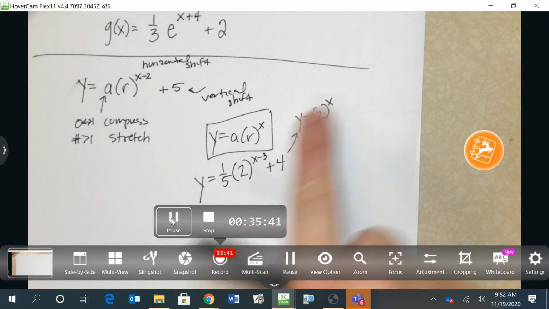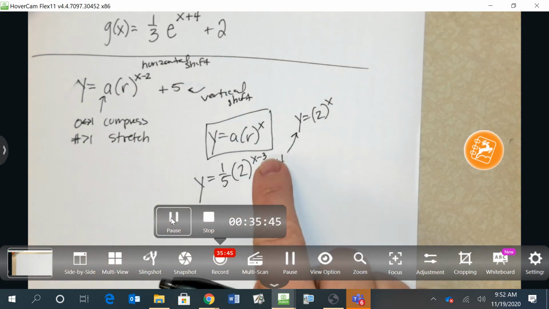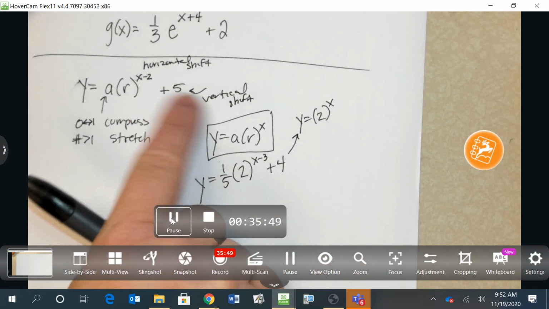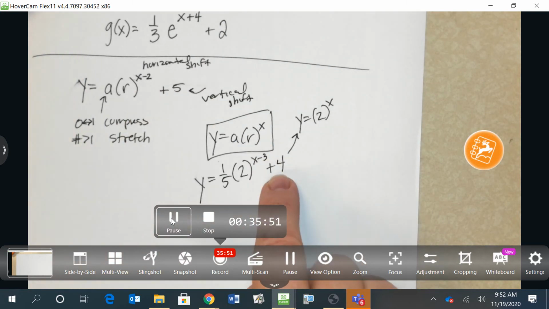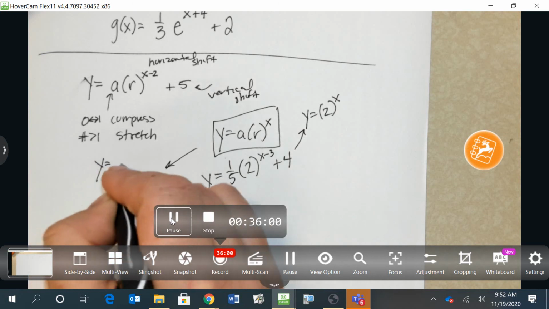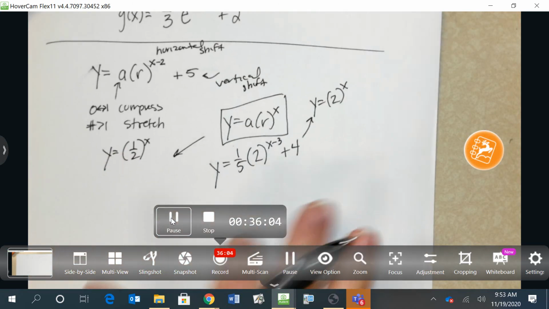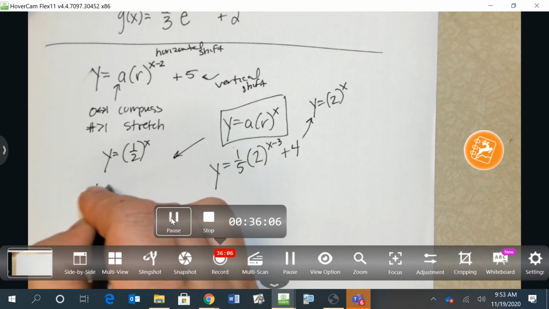Notice that we now have a minus 3. It's going to shift to the right, it lies to us. It's going to shift to the right by 3. And it's going to shift up, a vertical shift up 4. Let's do one more. Let's say this time we have this one. And this is the parent function. And now to that, I've put this.